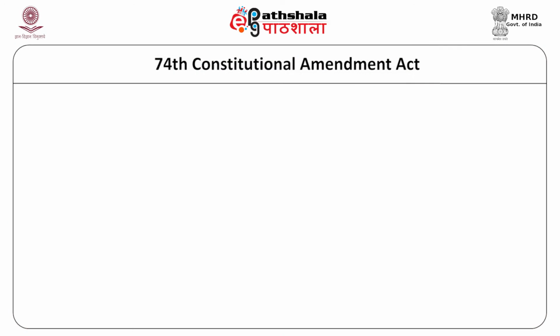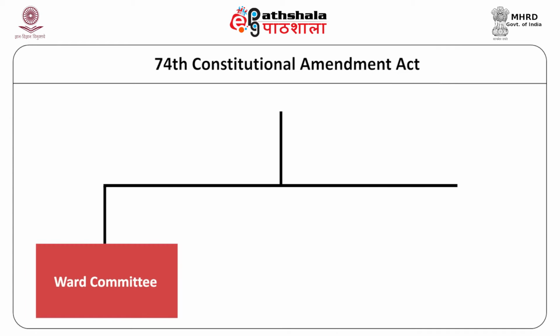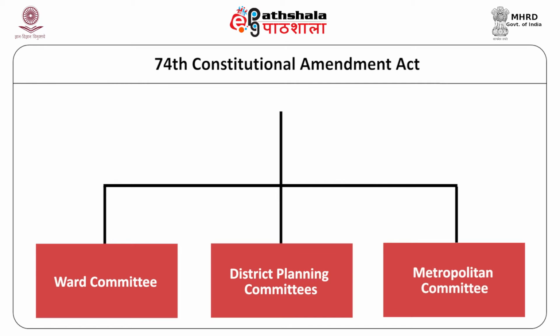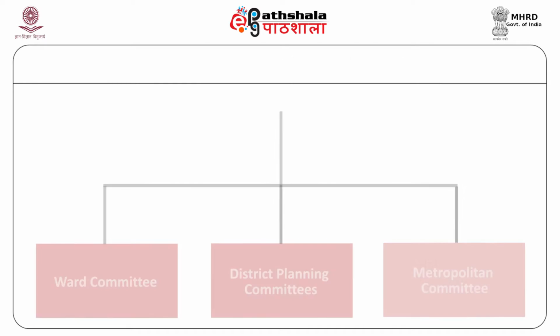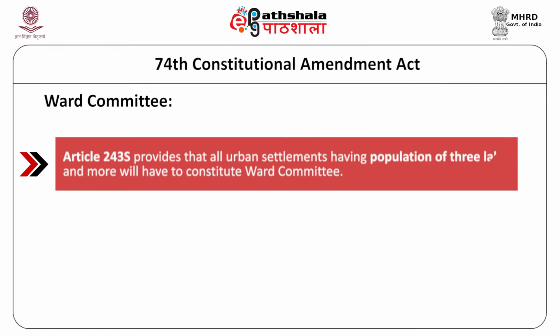The 74th Constitutional Amendment Act has a provision for the Ward Committee, the District Planning Committee, and the Metropolitan Planning Committee. These committees help in the proper development of the area. The Ward Committee. Article 243S provides that all urban settlements having a population of 3 lakhs or more will have to constitute a Ward Committee.